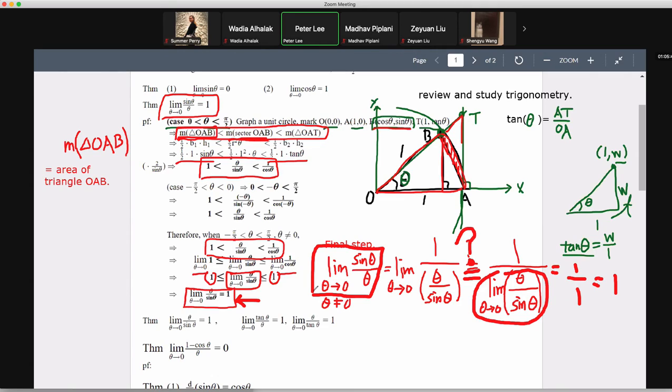So as theta is approaching 0, what they're saying is the theta and the sine theta, the ratio is 1. So what that really means is, as theta is approaching 0, what happens to the theta and the sine theta? They almost become the same value. So now let me show you what that means.